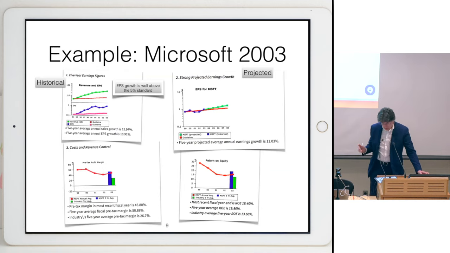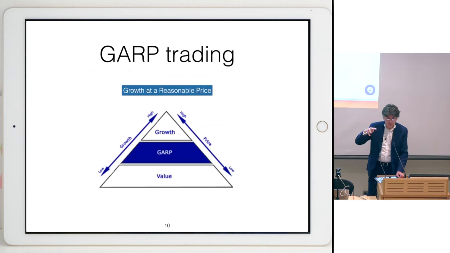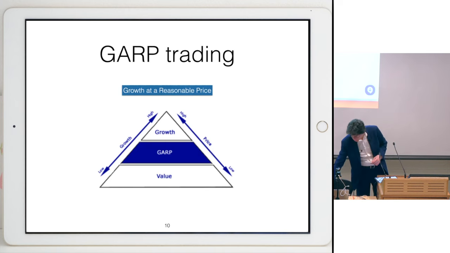So that's it. I'm not going to get any more into this. I'll remind you that GARP is a type of trade which is somewhere in between. All of these are trades which are very much based on accounting information of the company, whether the accounting now or the projection into the future. This is how these trading styles work.